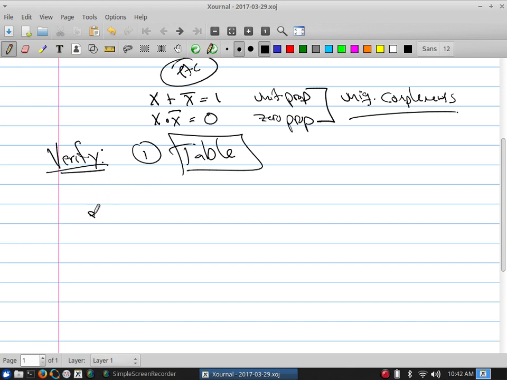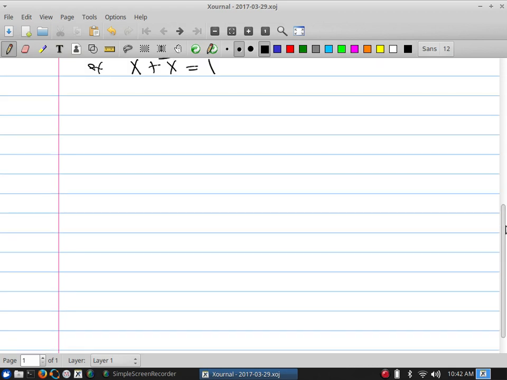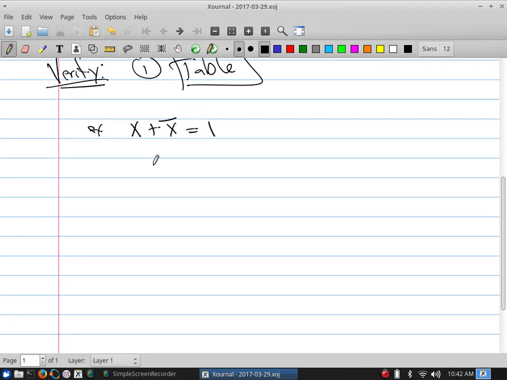So for example, if I wanted to do x plus x complement is supposed to be 1, how would I show that in a table? Well, we only have x, which is either a 0 or a 1. What's x's complement? It's a 1 or a 0. What would be x plus x complement? 1 and 1. Is that the same as 1? And what's 1? It's 1. It's always 1. Are these the same?